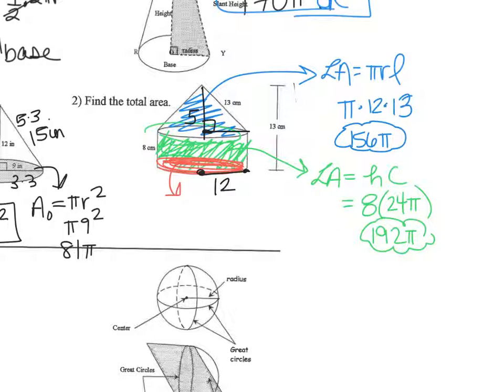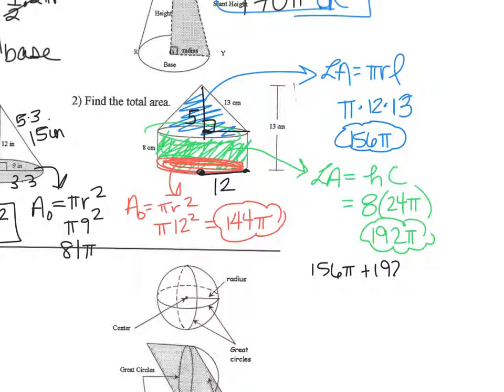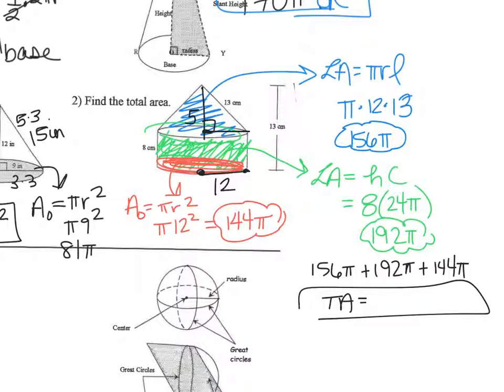And then the last bit that we would have to paint to get the total surface area would be this bottom base, which is a circle. So that area would be pi r squared. So we have pi times 12 squared, 144 pi. Let's add all those three pieces together. You get 156 pi plus 192 pi plus 144 pi. And your total area would be 492 pi centimeters squared.